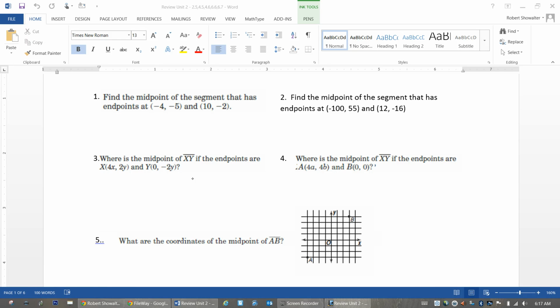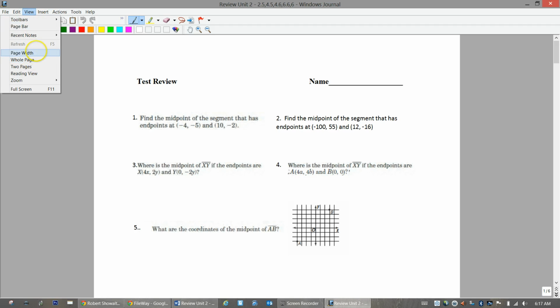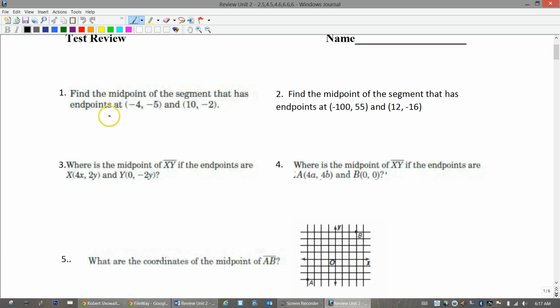Alright guys, let's work out finding the midpoint on number one. If you remember, the midpoint formula is the average of the x-coordinates, so we add them up and divide by 2, and the average of the y-coordinates. That'll be the midpoint on the coordinate graph. So this would be 6 over 2, which is just 3, and negative 7 over 2, and we're just going to leave it as negative 7 over 2. That'd be the midpoint, my friends.